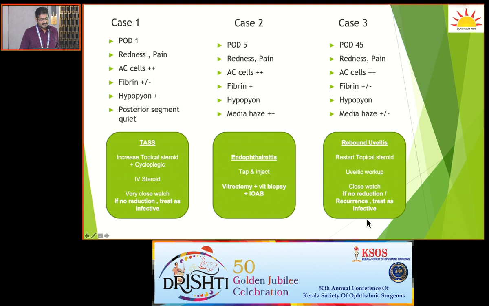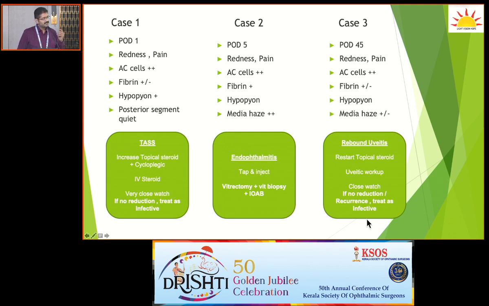So the three cases that I was discussing, the first case, I would take it as TASS. What I'll usually do is increase the topical steroids, start them on a cycloplegic, and probably, if there's severe inflammation, I might also give an intravenous steroid, and keep a very close watch. Very close watch means I would not mind calling the patient the very next day or even the day after. And if I feel that the inflammation is not subsiding, I will prefer to err on the side of over-treatment and treat it as endophthalmitis.